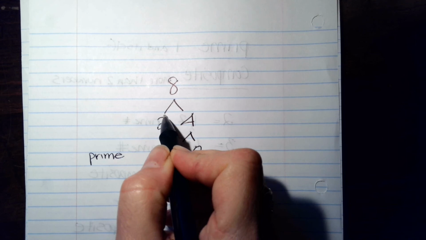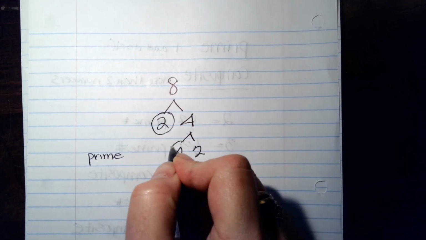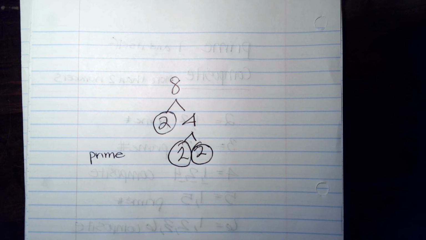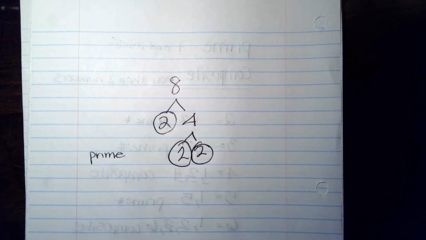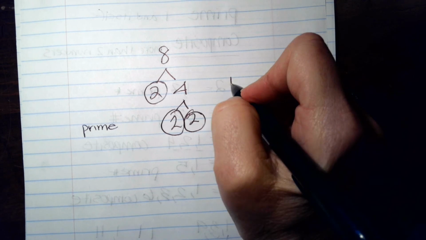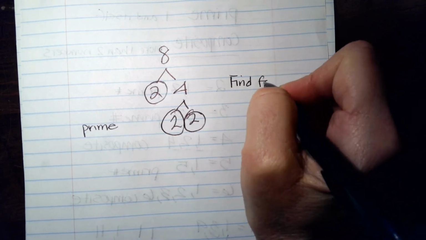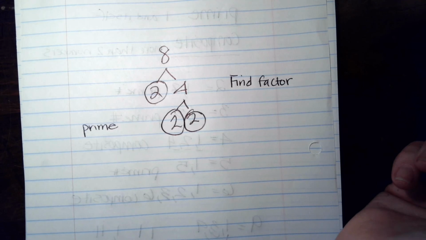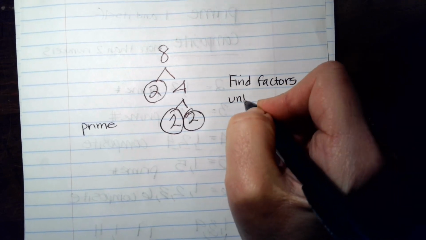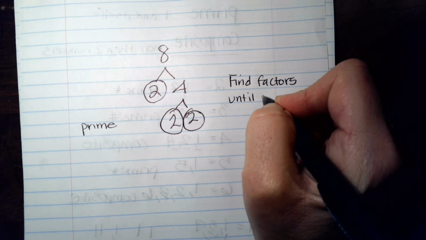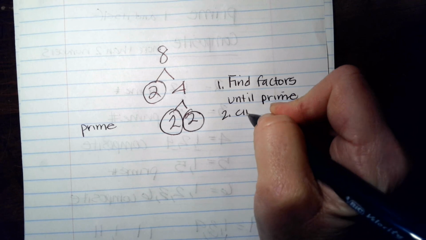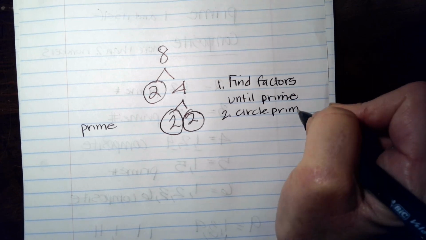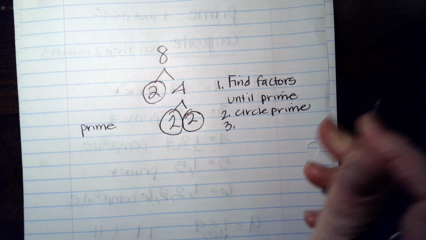So now when it becomes a prime number, you circle it. That tells the teacher or whoever's correcting your paper, and it also tells you, that you cannot go any lower. So for a prime factorization tree, the first step is to find all the factors until there's only prime numbers left. And then you circle them. So step 1 is to find them. Step 2 is to circle all the prime numbers.